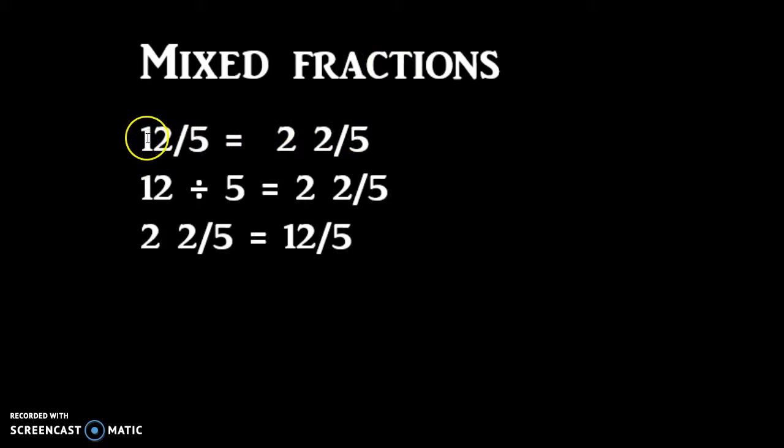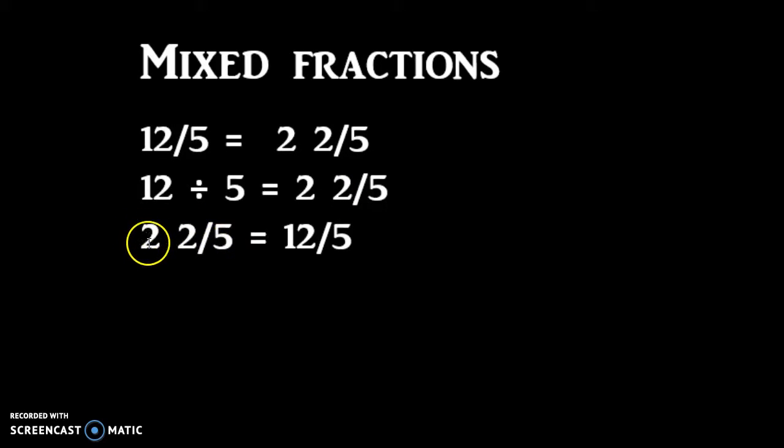So suppose you had an improper fraction like 12/5. To get it to its mixed form, you do 12 divided by 5, and that is 2 and 2/5. So 12/5 is 2 and 2/5. But suppose you had it the other way around, and you had the mixed fraction first. So you had 2 and 2/5 first.